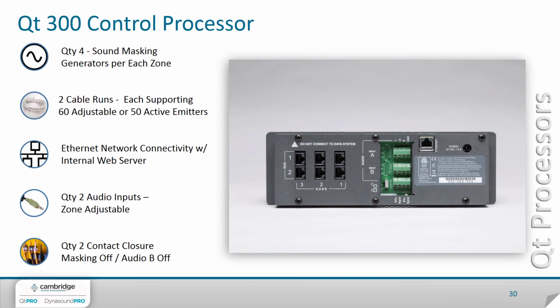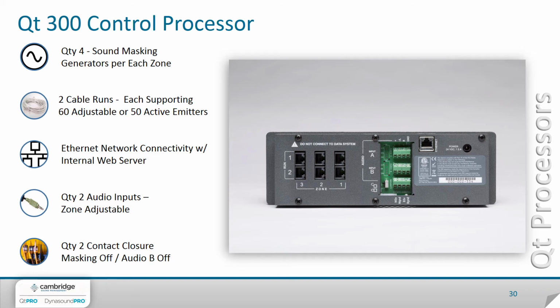QT300 controllers feature 4 unique sound masking generators for every zone of sound masking present. Multiple generators alleviate the acoustic effects of phasing found in other sound masking systems and improve uniformity. Each zone provides connectivity for 2 separate cable runs, utilizing category unshielded twisted pair cabling.